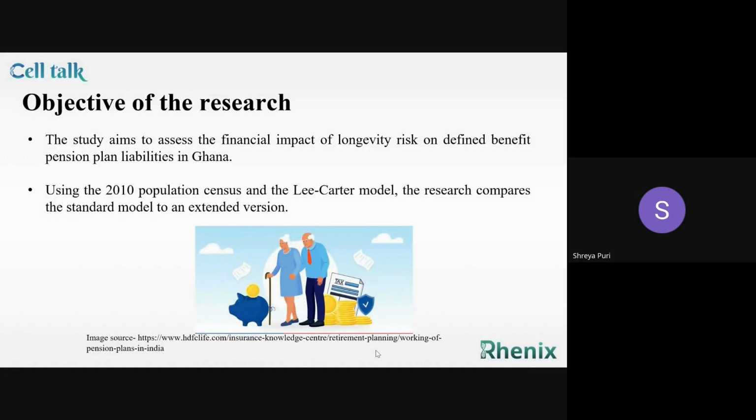Objective of the research. The study aims to assess the financial impact of longevity risk on defined benefit pension plan liabilities in Ghana. In this, the 2010 population census and the Lee-Carter model were used. The research compares the standard model to an extended version.